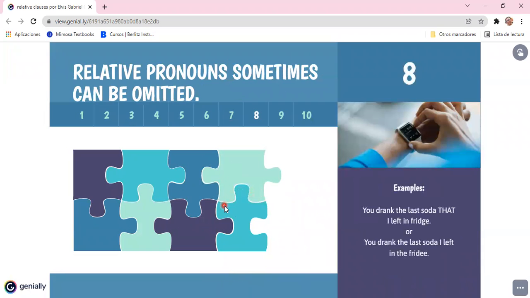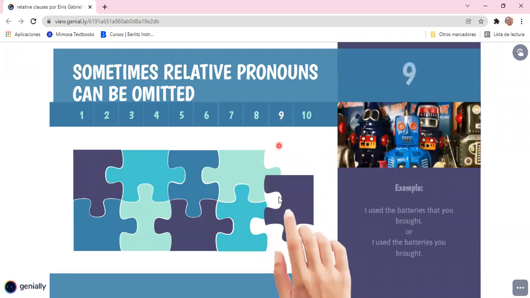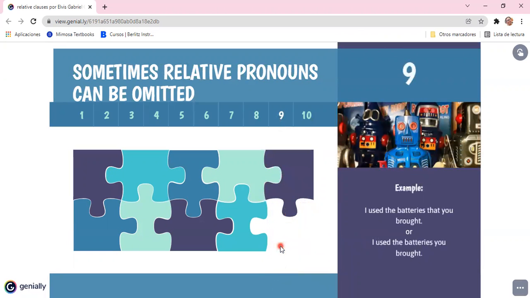Relative pronouns sometimes can be omitted. You drank the last soda that I left in the fridge, or you can also say, you drank the last soda I left in the fridge. Sometimes relative pronouns can be omitted. For example, I used the batteries that you brought, or I used the batteries you brought.